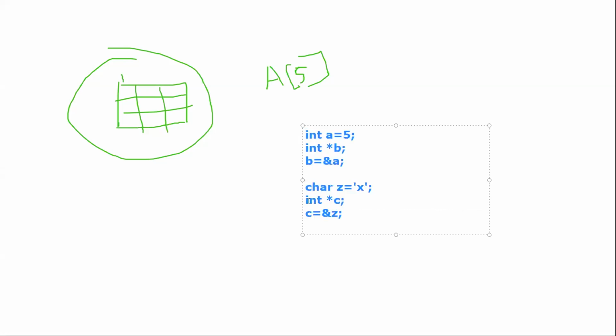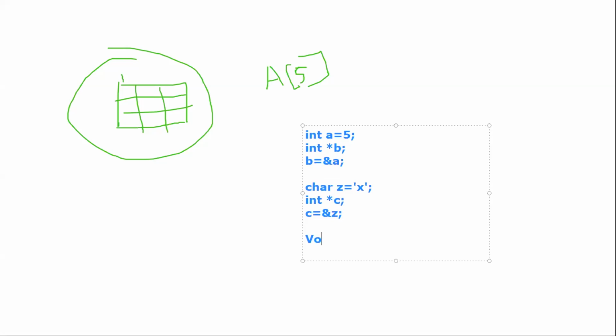Why? Because c is what? An integer pointer variable, but it's storing the address of a character variable. So it is wrong. This will not work, according to the rules of the programming language. Okay, it will not work.